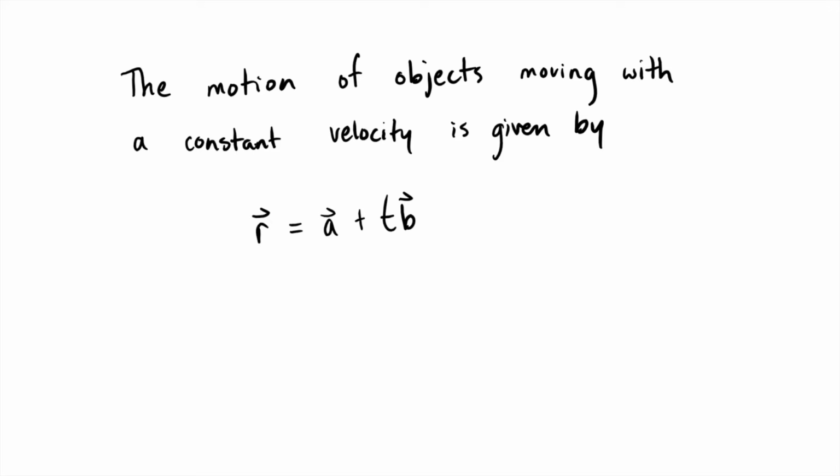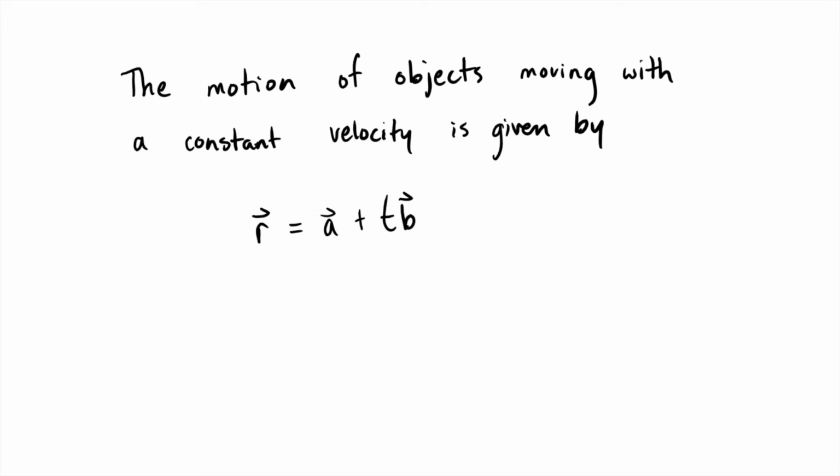We can actually use our vector equations of a line to come up with a really useful vector equation that models the movement of any object based on the parameter of time. So the motion of objects moving with a constant velocity can be given by that same vector equation, r is equal to a plus tb.